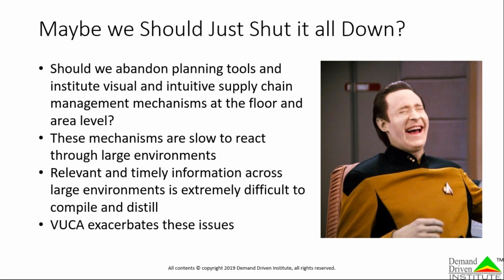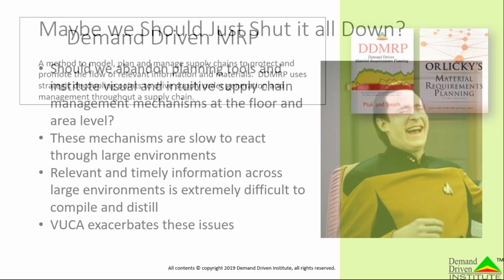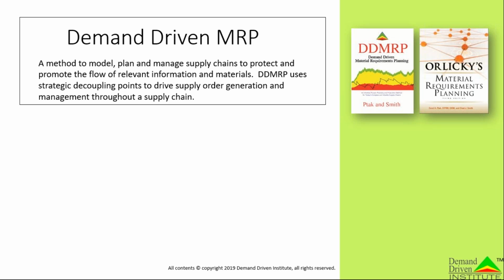And the VUCA world just exacerbates these issues with lean. In fact, both MRP and lean don't deal with high variability very well. We've known that for years. That brings us to demand-driven MRP. And what is demand-driven MRP?